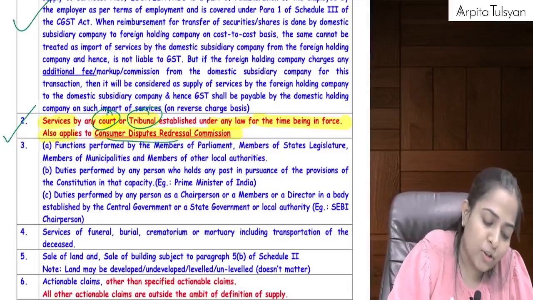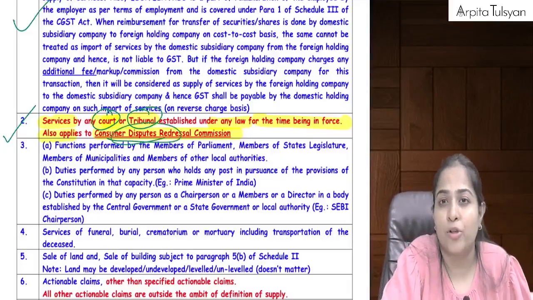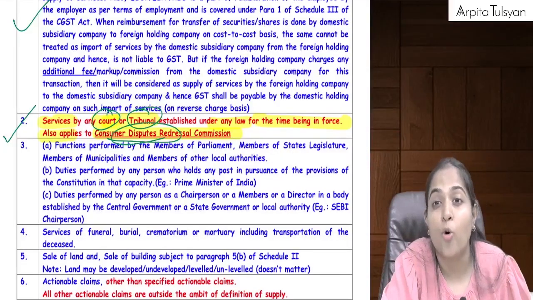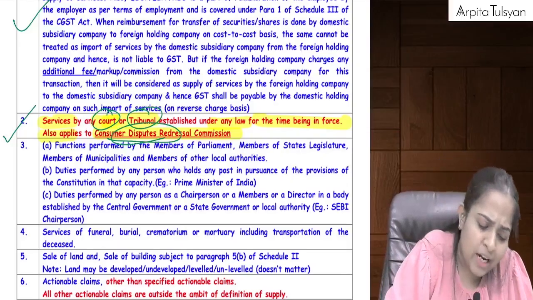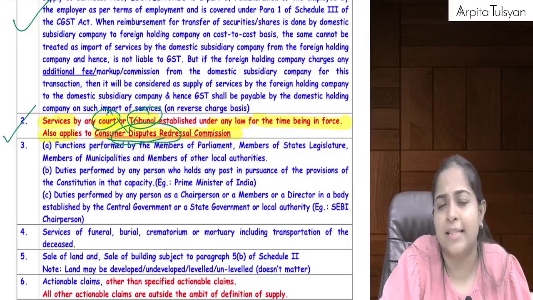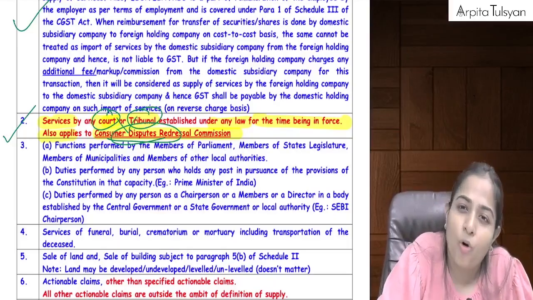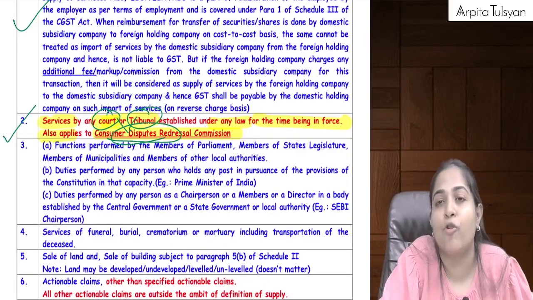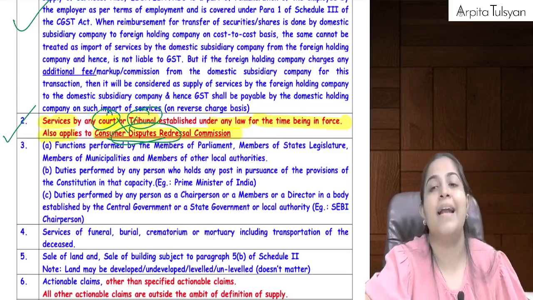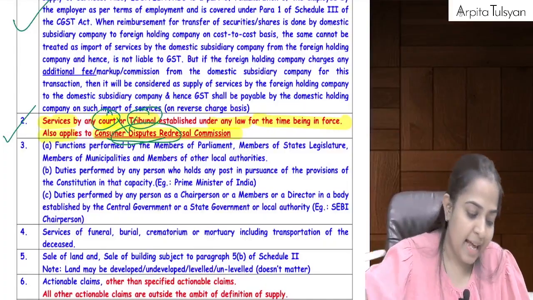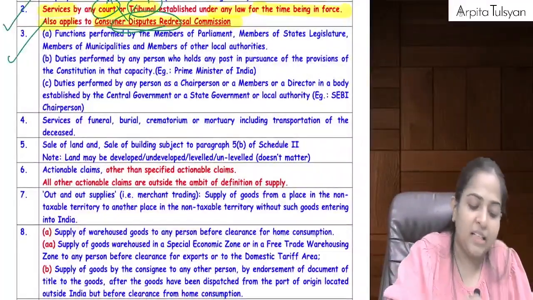And this is also applicable for consumer forums. You must have heard, people go to consumer courts, consumer forums, consumer redressal forums, etc. They are also considered as court or tribunals itself. So whatever fees that court or tribunal or these forums are taking, on that also there is no GST applicable. It is not considered as a supply at all.